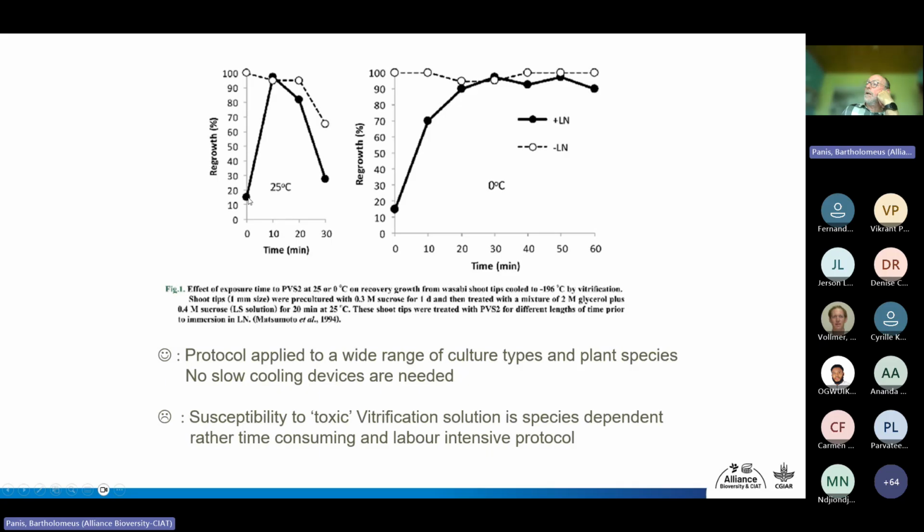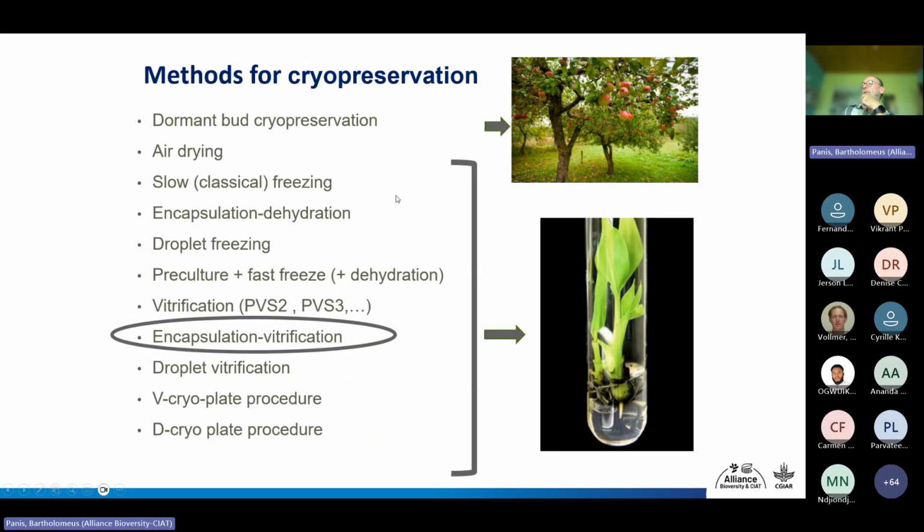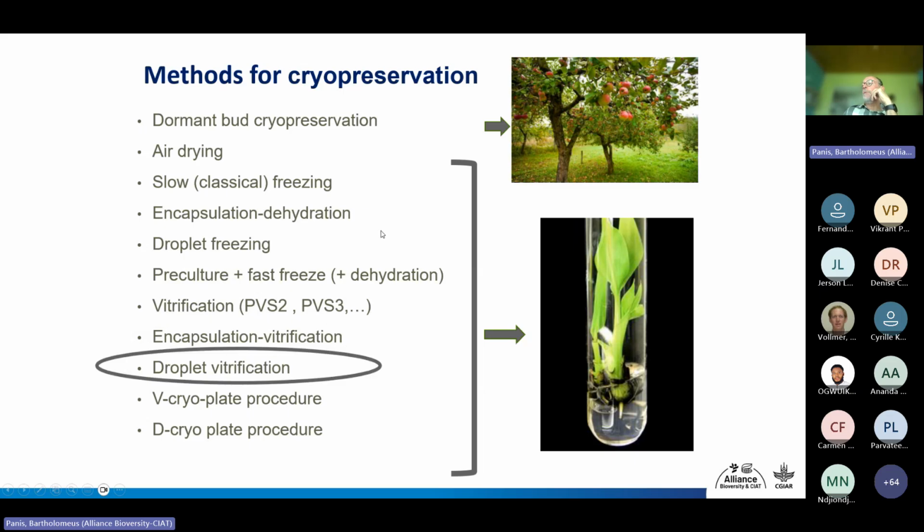A too short exposure time will lead to not enough dehydration, meaning that you will have crystal formation when you plunge it in liquid nitrogen. And too long exposure to this PVS2 solution will result in toxicity. So it's an important parameter here that needs to be optimized. Encapsulation vitrification, I will also not go into detail. And then we have droplet vitrification, which is for the moment the protocol most widely used in genebanks.